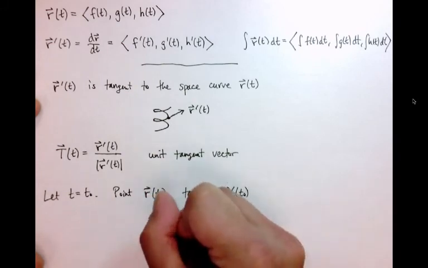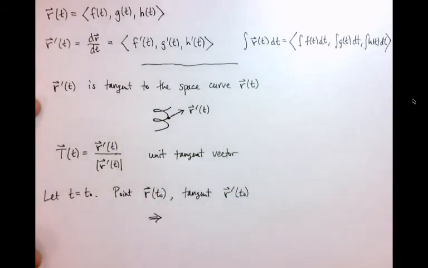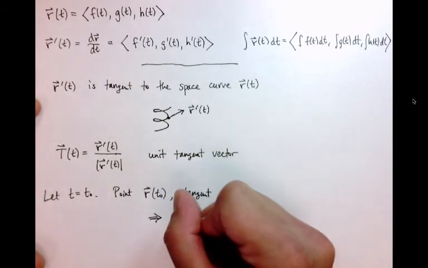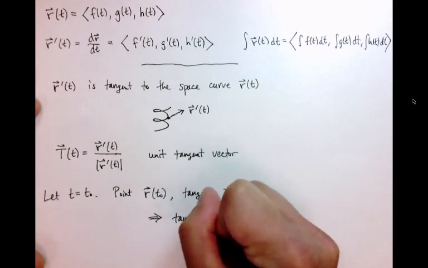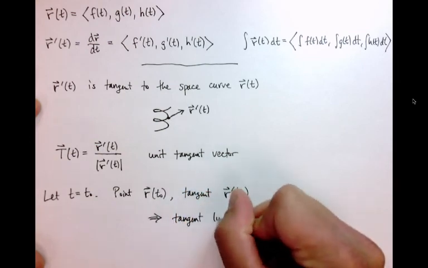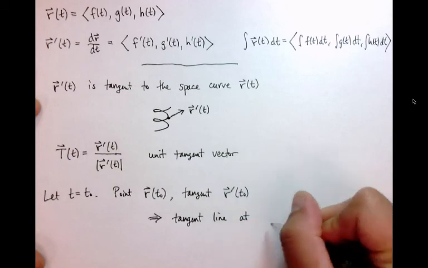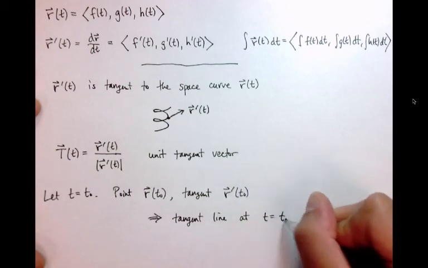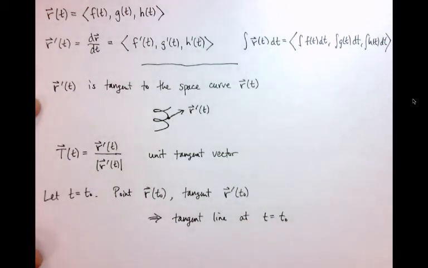Well, together, if you have a point and a vector, you can define a line, and we call this the tangent line at t equals t0. So given that point and that direction, define the line through that point parallel to that vector. That's what we call the tangent line.